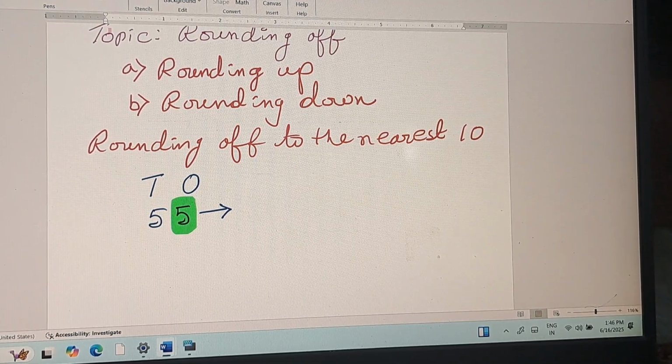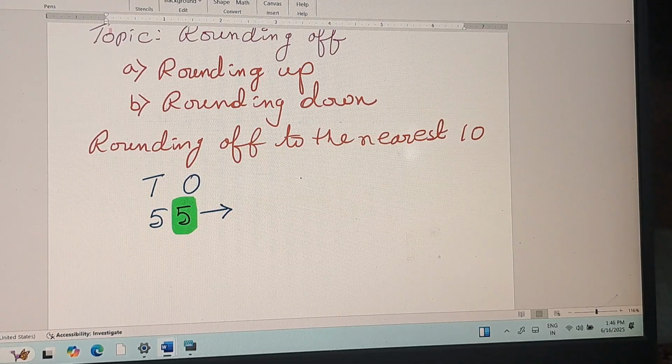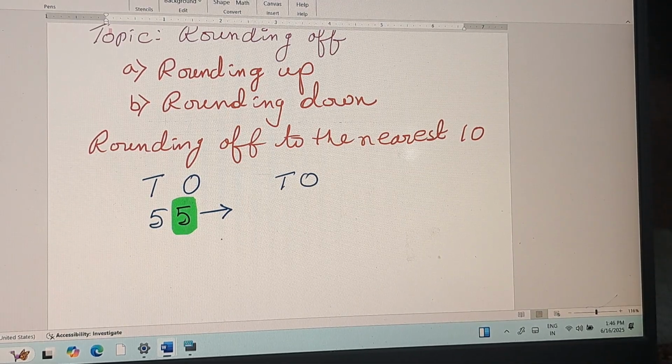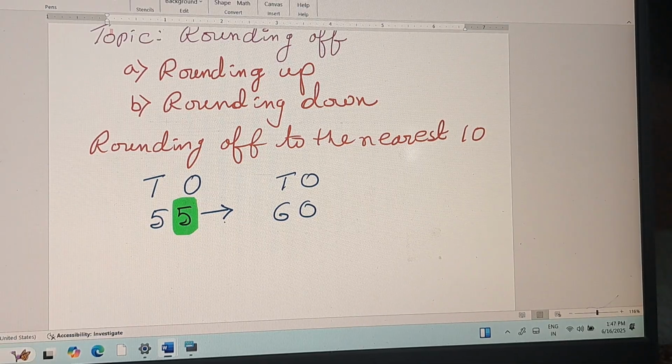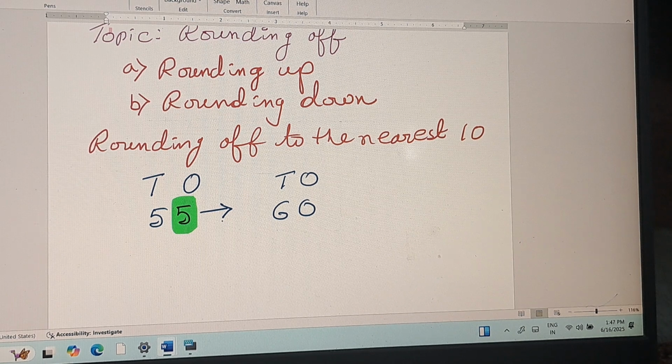Now if in the ones place the value is 5 or more than 5, again I am repeating, if in ones place the value is 5 or more than 5, it will be rounding up. So in this case, 55 rounded off to the nearest 10 will be 60. The reason is, in the ones place it is 5, which is 5 or more than 5. So it will be rounding up. So this is the first example, followed by the next one.